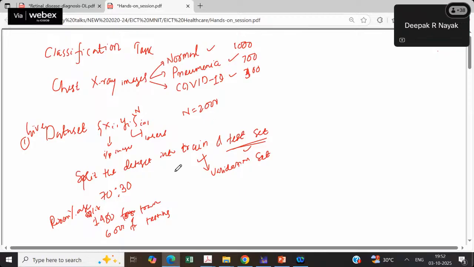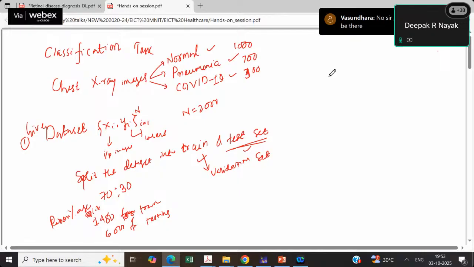Is this the right way to do this? Directly choosing randomly from these 2,000 samples, 1,400 samples, to prepare the training set? Or will there be any problem here? Yes, of course, there will be some problems, right? Yes, class imbalance will be there.